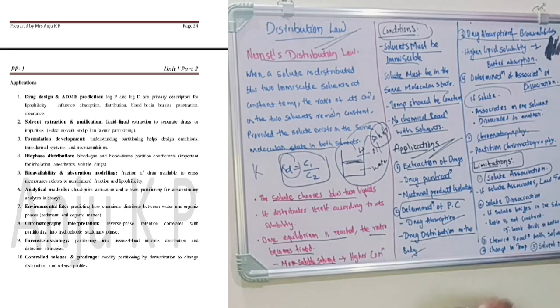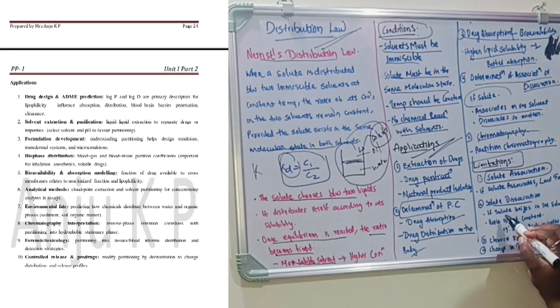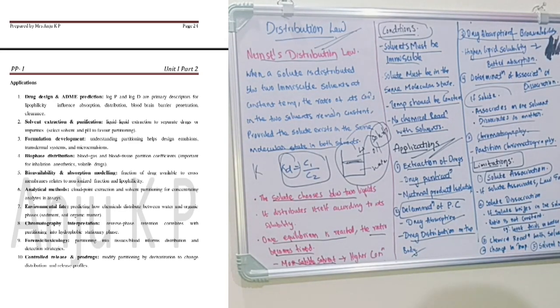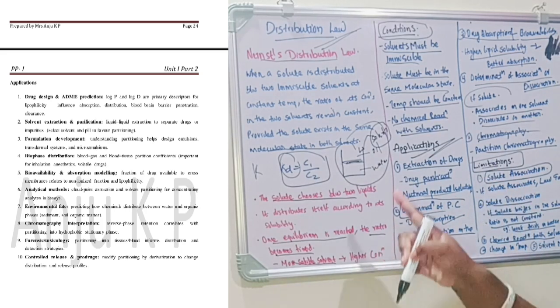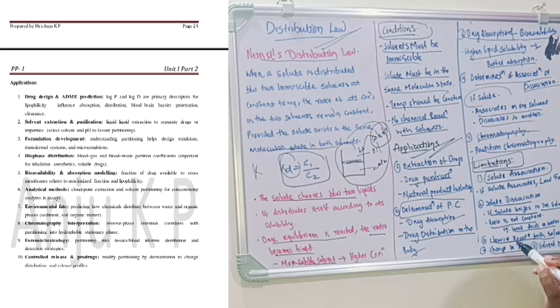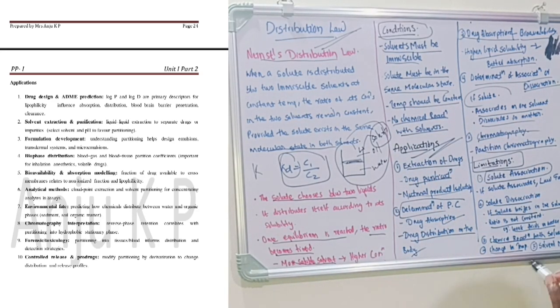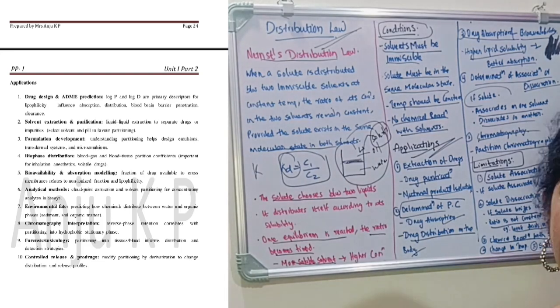Next comes solute dissociation. This is applicable for weak acids and weak bases. If the solute ionizes in one solvent, the ratio won't be constant, for example weak acids in water. Next, chemical reaction with the solvent: your solvents should not react. Then, change in temperature, because we know temperature should be kept constant. Then, solvent miscibility: if we are using miscible solvents, the law is not applicable. This law is only applicable for immiscible liquids.